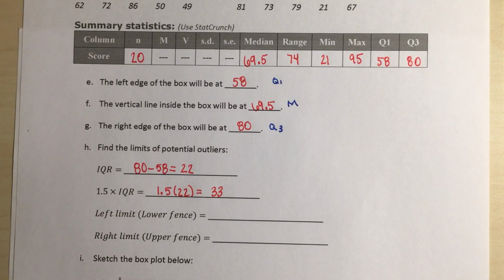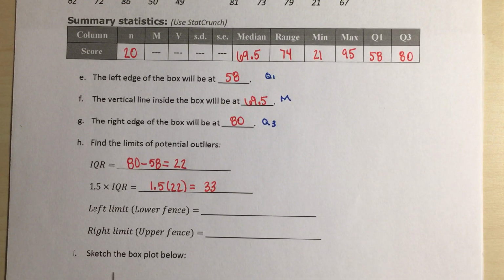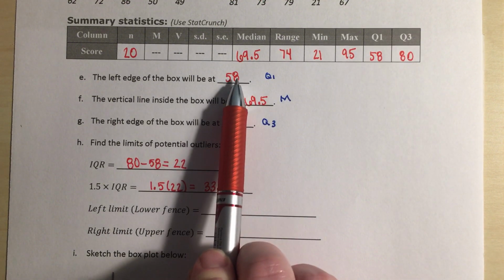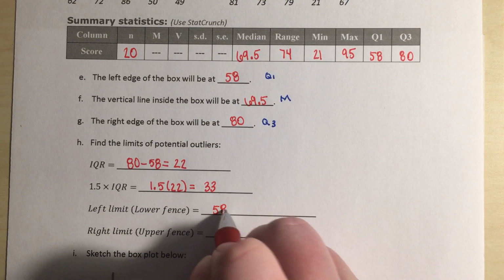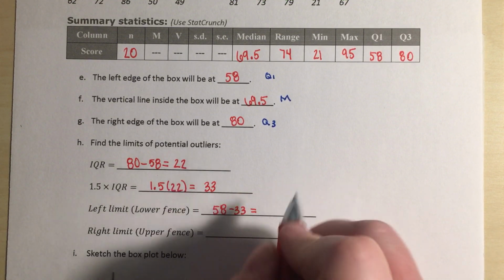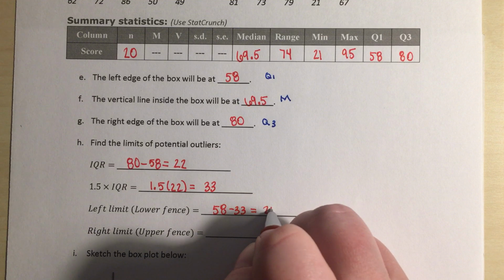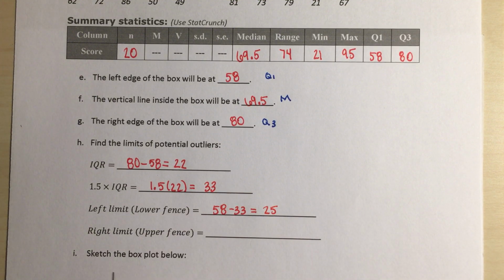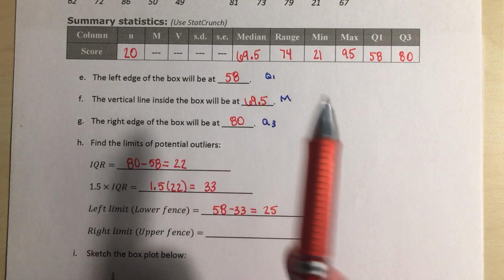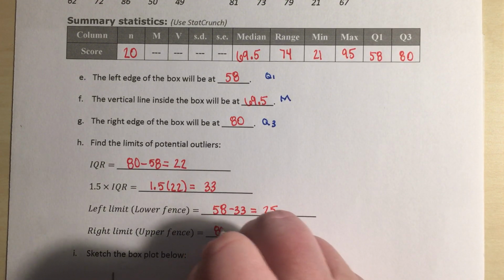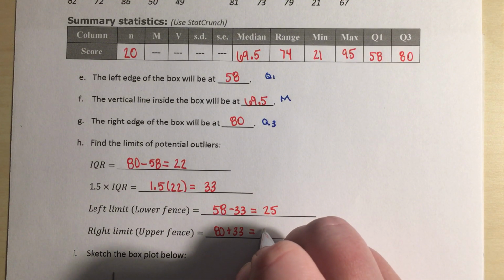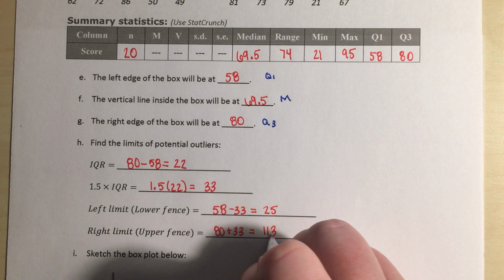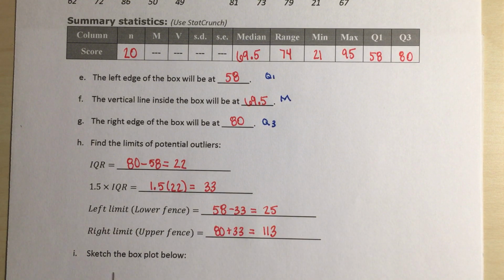Okay, now we're going to find our lower and upper fence. All right, so to find our left limit of our whisker, or our lower fence, we're going to take our Q1 minus this number that we just got. So we're going to take 58 minus 33 equals 25. And then to find our right limit, or our upper fence, we're going to take Q3, which is 80, plus 33 to give us 113.